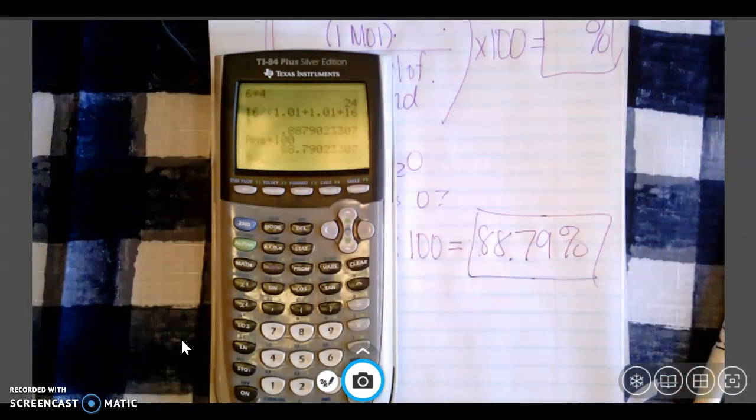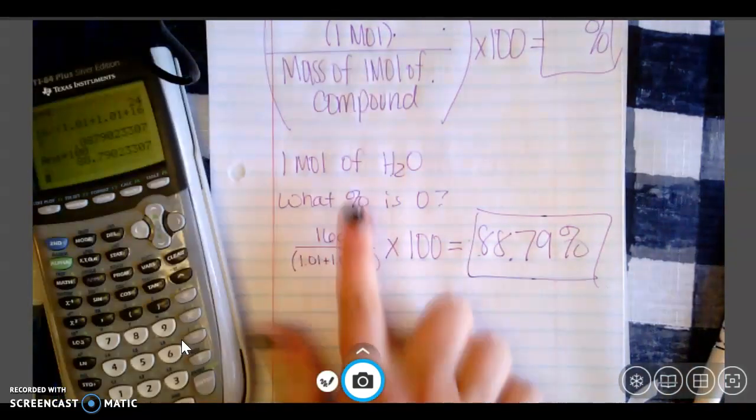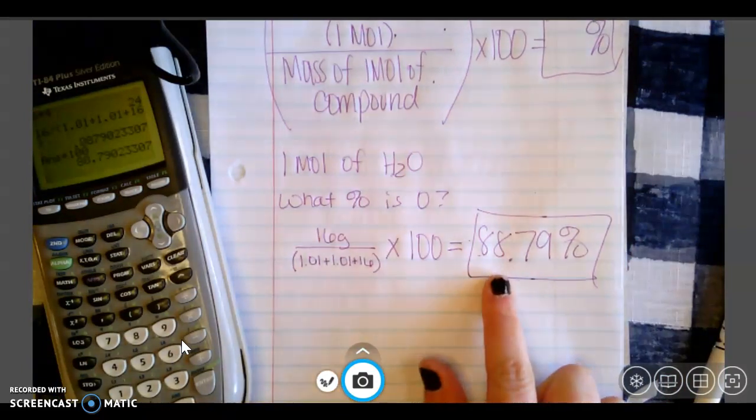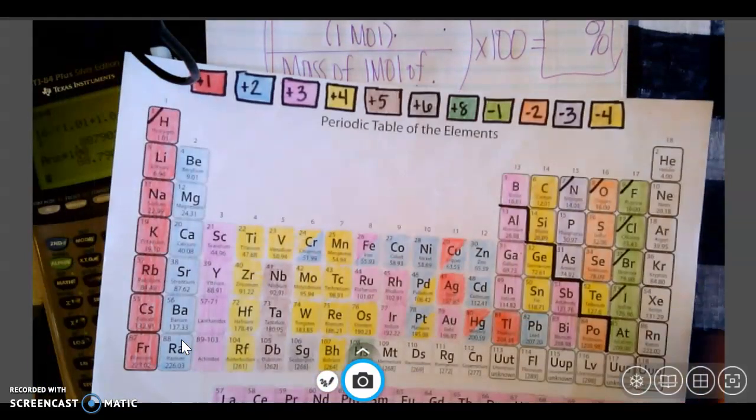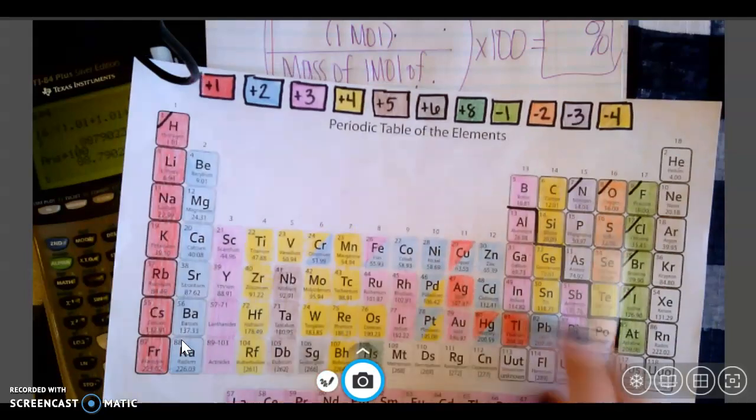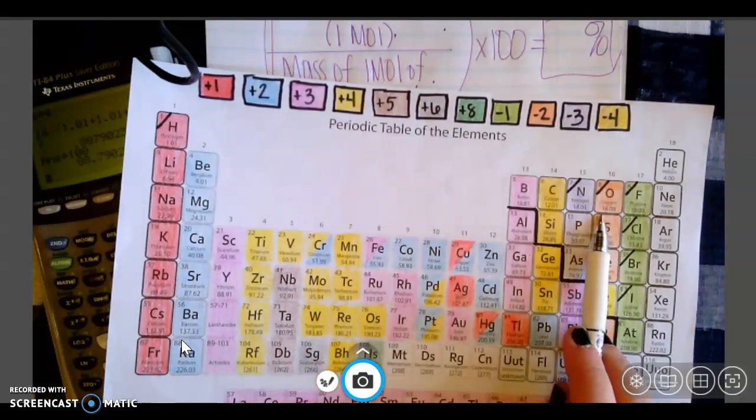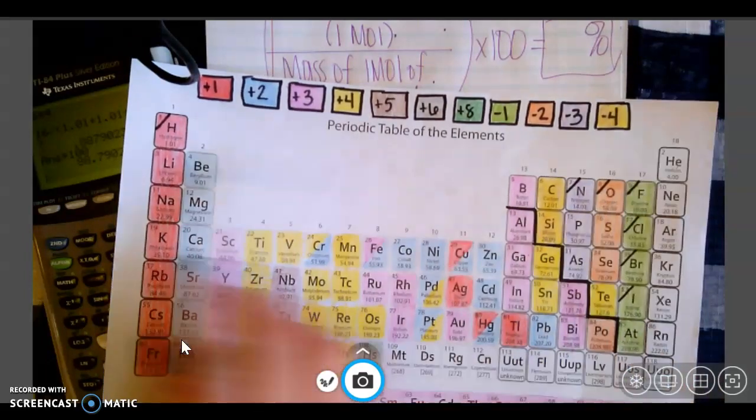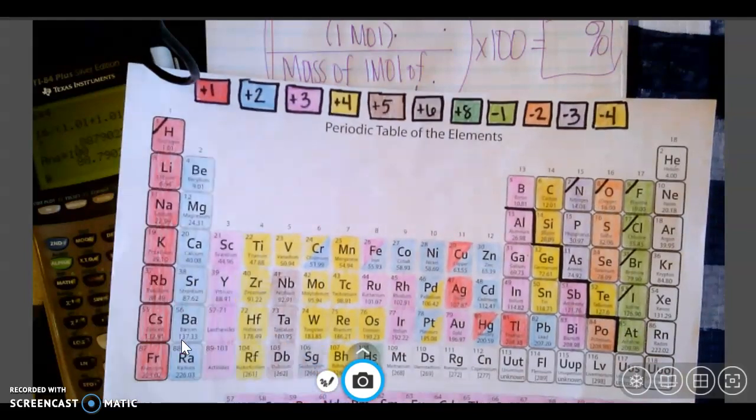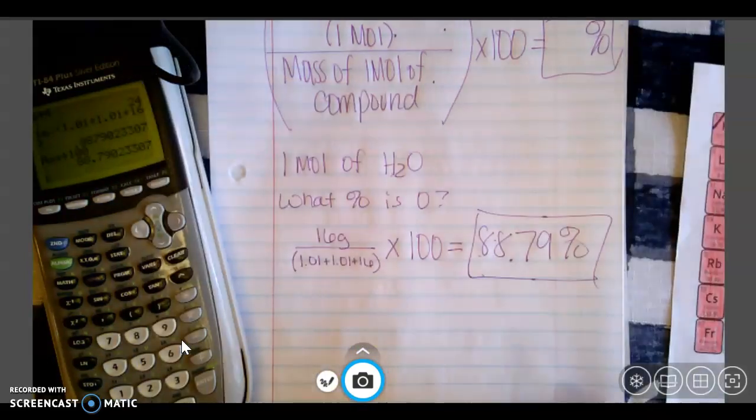So if we had 1 mole of water, 88.79% of that mole of water is going to be oxygen, which makes sense because if we look back at the periodic table, hydrogen is very, very small and oxygen is a really big atom. It's got 8 protons and 8 neutrons and most of the time 8 electrons. So this is a very big atom compared to hydrogen, which is very small. So you would expect, if we had 1 mole of water, that most of the mass there would be oxygen, which it is.